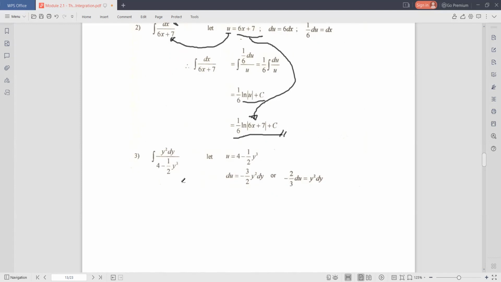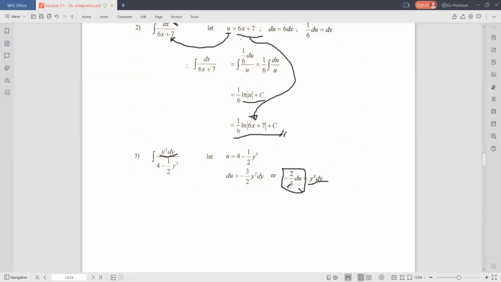So again, we let u be equal to this, so that is 4 minus 1/2 y cubed. And then derive lang natin para makuha natin yung dy dito, or yung y squared dy. That will become negative 2/3 du, equal to y squared dy. Okay, so yung natitira dito is ito. Pero yung value mo na ito, ito yung isa-substitute mo na value.